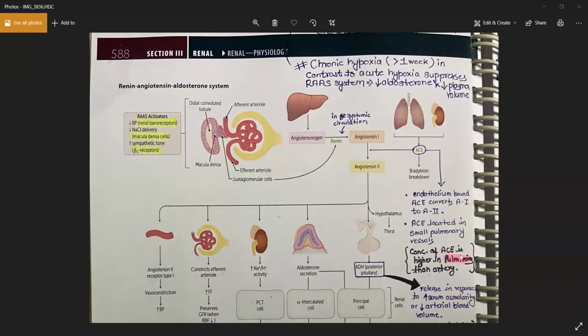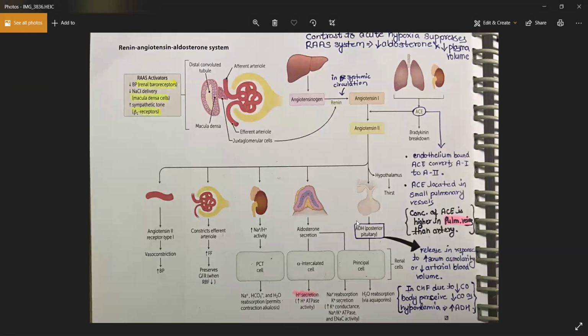From systemic circulation, it first goes to your brain, to the hypothalamus, and activates the thirst center. So you will drink more water, right? Again, in the pituitary, it will cause the secretion of ADH. So two functions in the brain: one is the hypothalamus, activating the thirst center. Second is the release of ADH from the posterior pituitary.